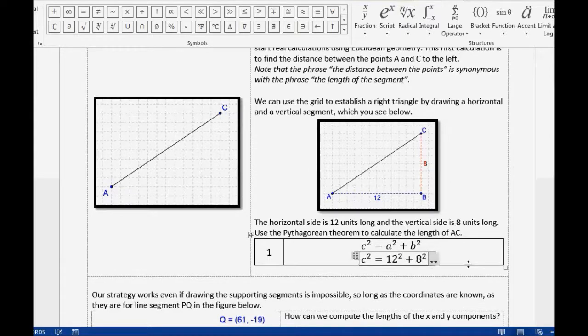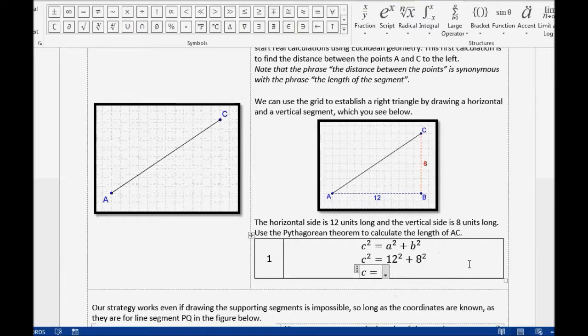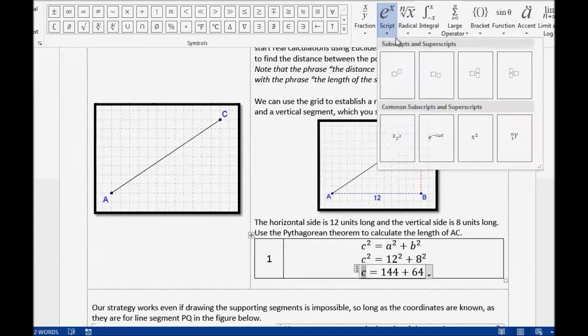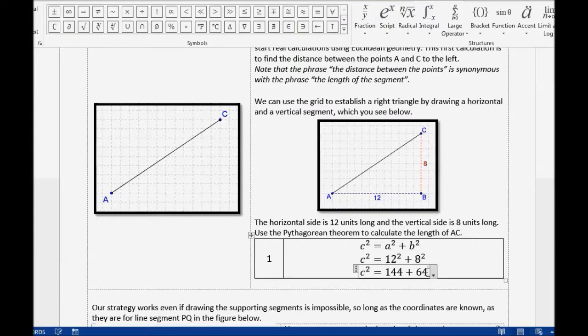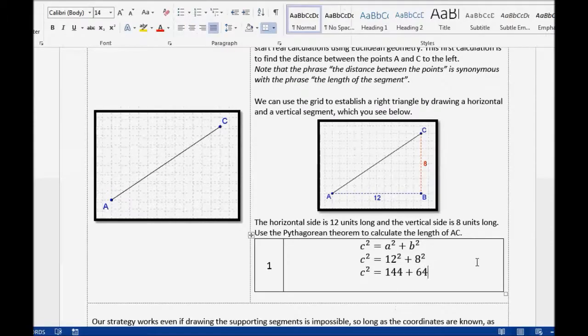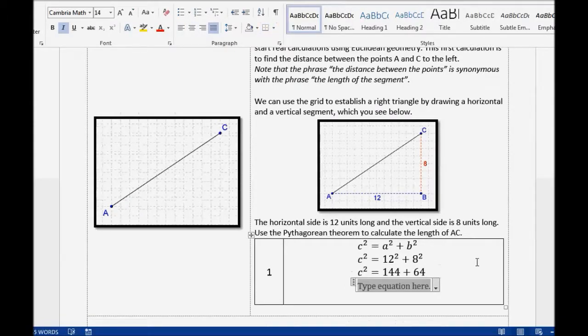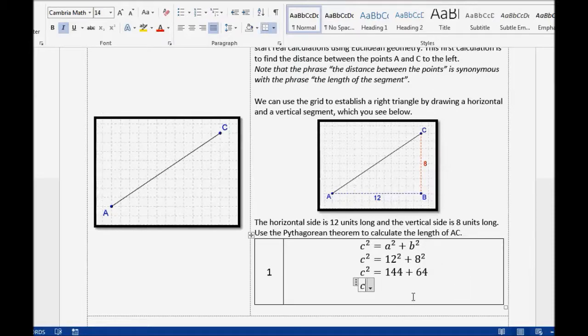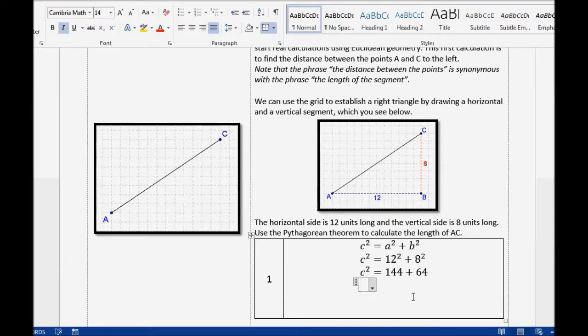Okay, and then we have c squared equals 144 plus 64. And again, it's still squared over here, so we have to keep that superscript. Then 144 plus 64, whoops, I forgot to shift enter. So c squared, again, is equal to, I want to try something. Okay, so what I just did was use a hotkey that I didn't realize existed. I pressed c and then the caret, which is Shift 6, and then 2. Then I pressed the space bar, and it created my exponent for me.